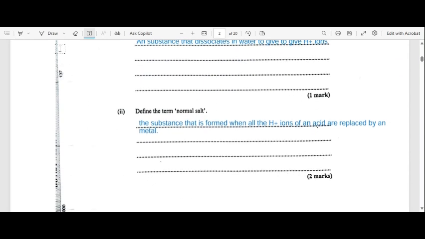So let's define the term normal salt now. A normal salt is a substance that is formed when all the H plus ions of an acid are replaced by a metal. You could say just metal, but for simplicity purposes, we'll say a metal for now.